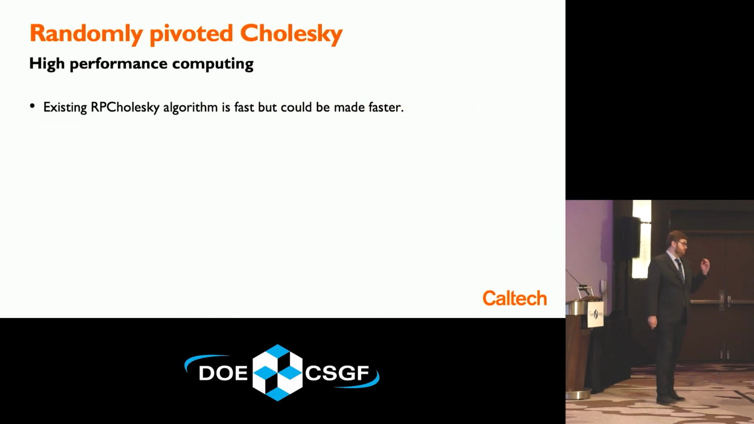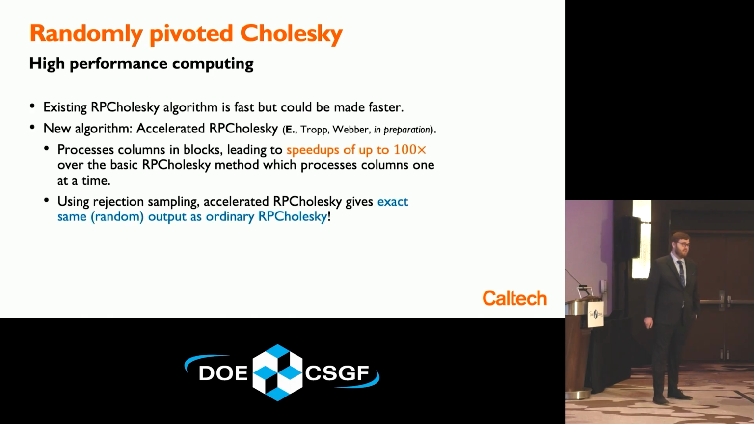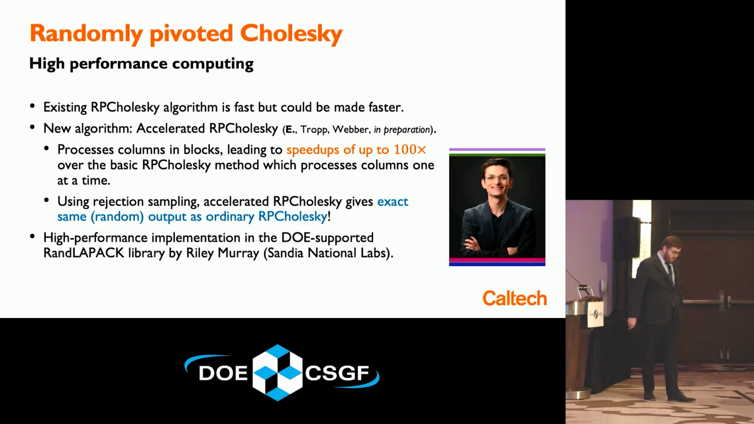All right, I'll briefly mention high-performance computing considerations. The existing RP Cholesky algorithm is fast, but could be made faster. And to address this, we have a new algorithm that is in preparation, which processes columns in blocks, leading to speedups of up to 100 times over the basic randomly pivoted Cholesky method, which processes columns 1 at a time. All right. And a high-performance implementation of a version of randomly pivoted Cholesky is underway at Sandia National Labs by my friend and colleague, Riley Murray, as part of the DOE-supported Randall APAC software project.